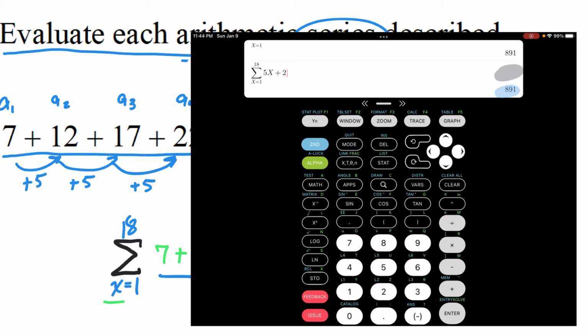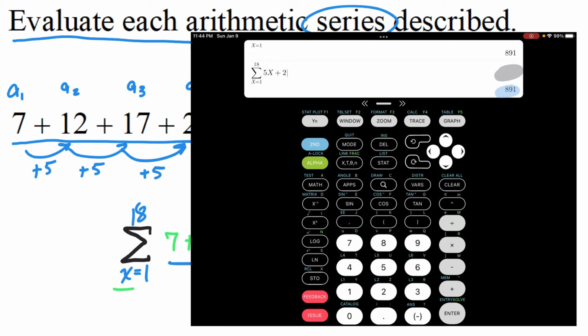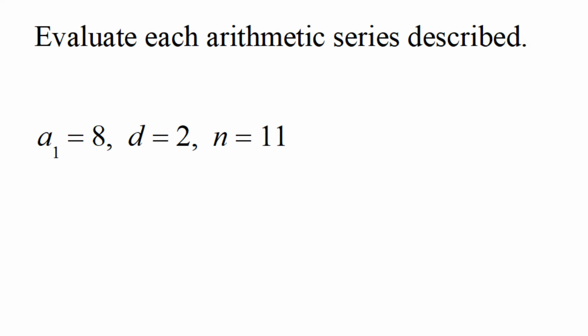So we have as an answer here 891. And again, just to refresh, 891 is adding up the first 18 terms in this sequence. We don't want to do that by hand, so trust your calculator.